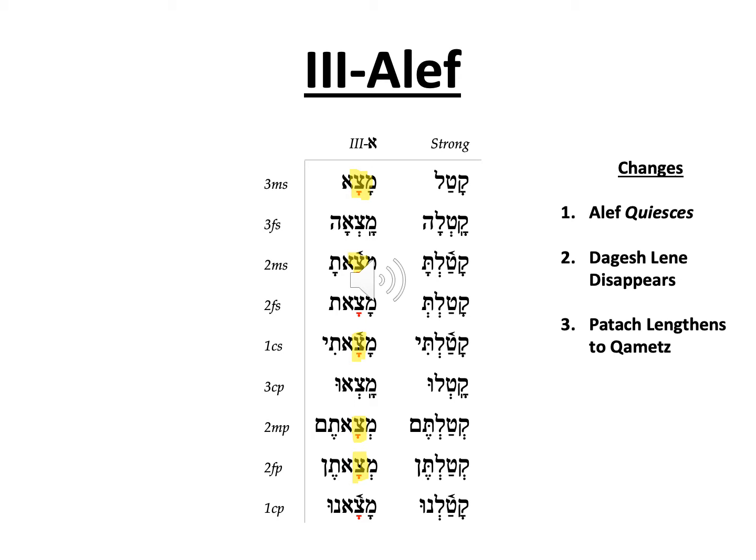The next weak root that we will look at are third aleph verbs, also called lamed aleph verbs, and these are those that have aleph as the third letter of the root. In these verbs, aleph will actually quiesce and will not take a vowel itself. Instead, it will serve as a helping letter, helping the long vowel of the previous letter, serving to make that vowel unchangeably long. Because of this, the patak that would have been expected lengthens to a kametz because there's no longer a schwa under that third letter to close the syllable. Dagesh lene will also disappear from all of the subject endings.